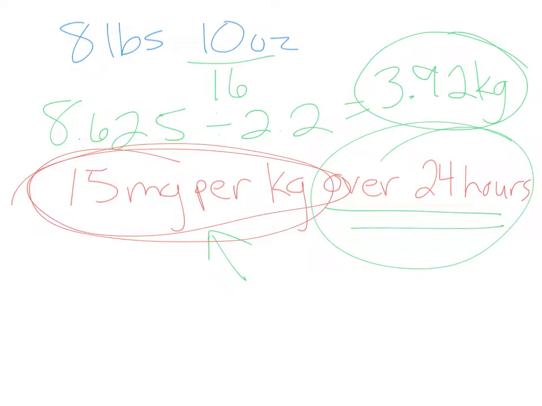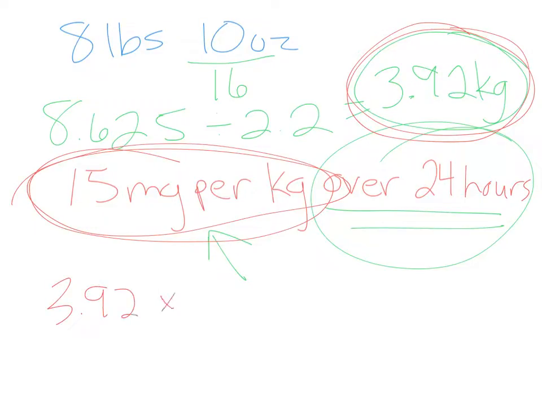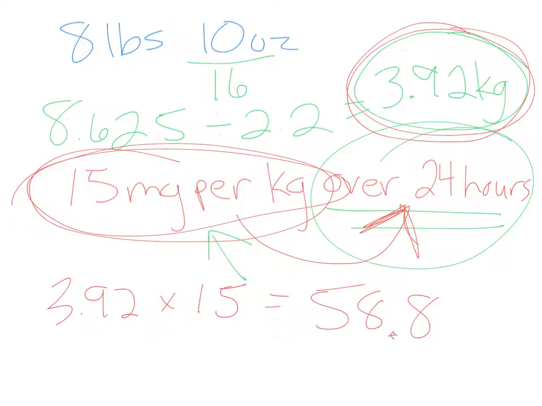So what we're going to do is multiply. I take whatever I got as far as my weight goes, my 3.92, and multiply it by my dosage. So 3.92 times 15 is what I'm going to do here in order to figure out what this child can take over 24 hours, just like the recommendation from the drug label told me. So my patient can take 3.92 times 15, about 58.8 milligrams over 24 hours.